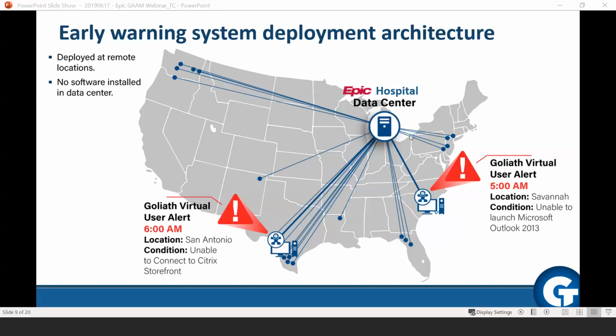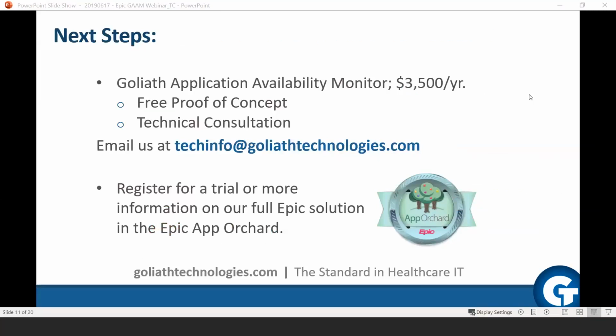So if you go back to the last slide, someone asked a question, is this licensed on a per-user basis? We certainly can accommodate per-user pricing. The price is $3,500 per year. The simple way of doing that would be to take the users and divide that by $3,500, which would give you your per-user price. So that's how we would do it if you asked for a per-user price. But at $3,500 a year, it's a pretty inexpensive early warning system.